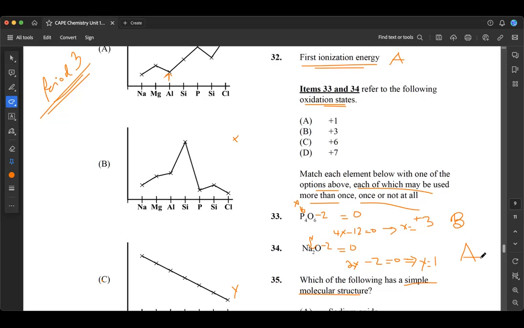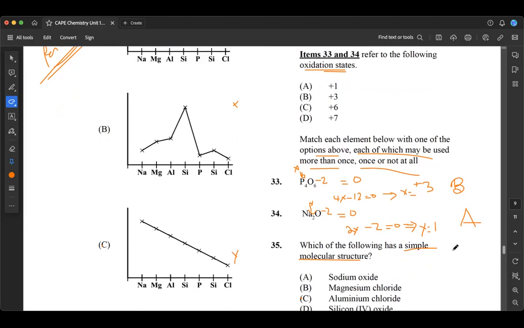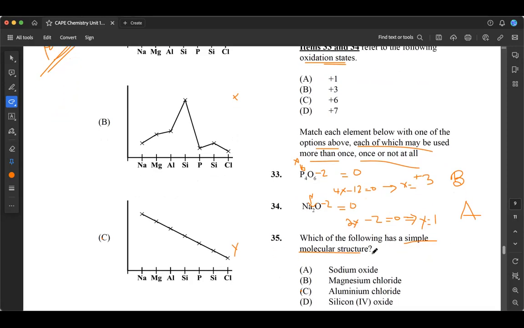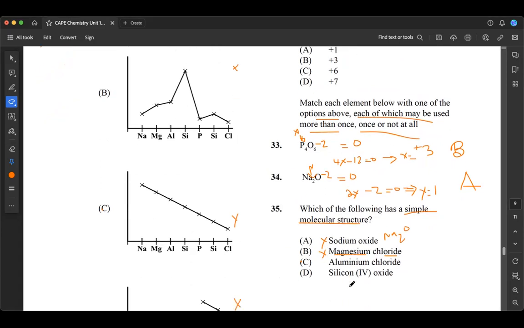All right, so moving along to 35. 35 says, which of the following has a simple molecular structure? So this is an ionic molecule. Sodium oxide is ionic, right? So that's Na2O. That's ionic, not simple molecular. So not that one. Magnesium chloride is also ionic. So not that one. That's not a simple molecular structure, that's ionic.